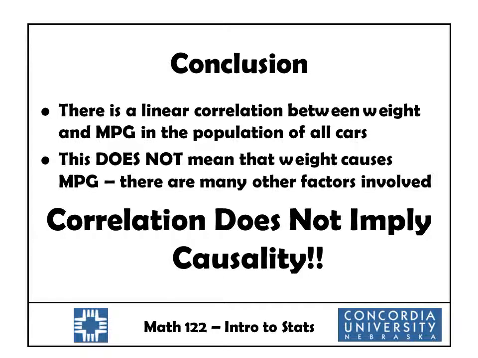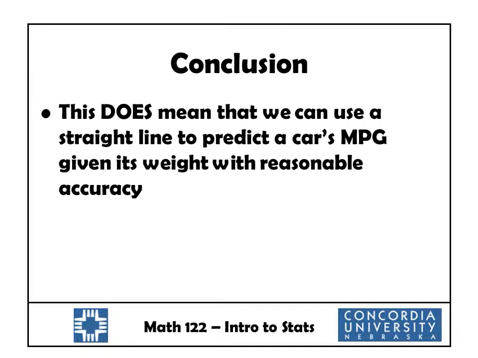If you learn only one thing from this class, I want it to be this: correlation does not imply causality. Just because there is a relationship between two variables does not mean that one causes the other. Too often in life we see that there's a relationship between two things and we immediately jump to the conclusion that one causes the other. That's not necessarily the case. In most situations there are many factors involved. We may have identified one of them, but not the only one. Okay, so let's talk about what this does mean.